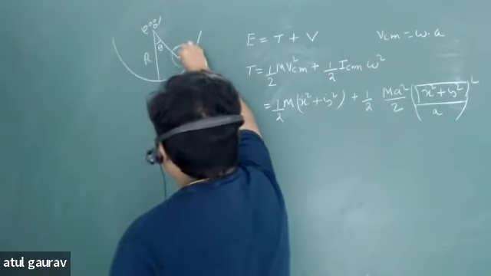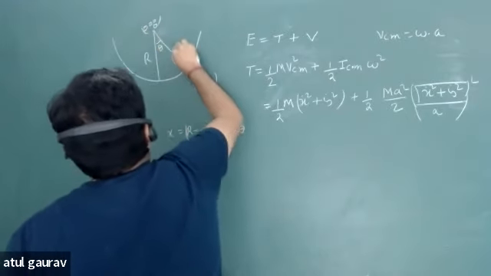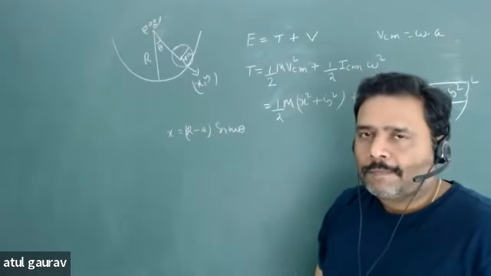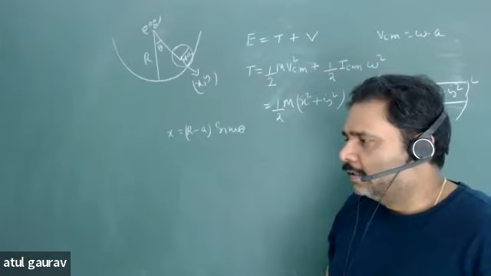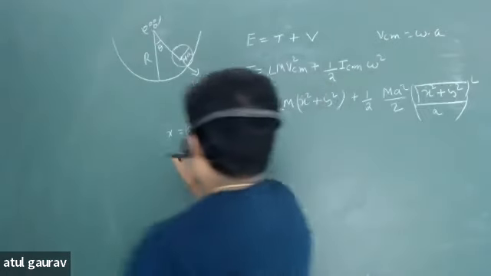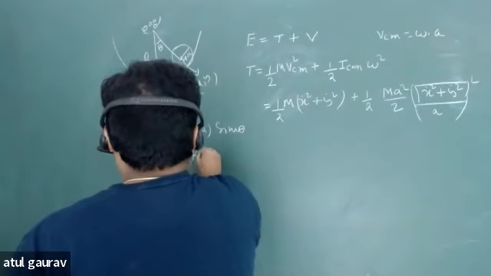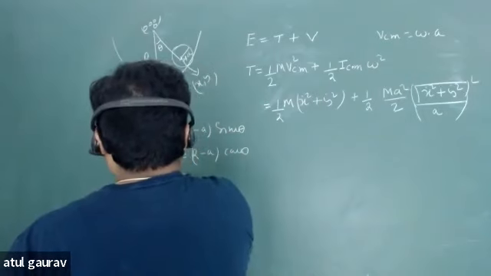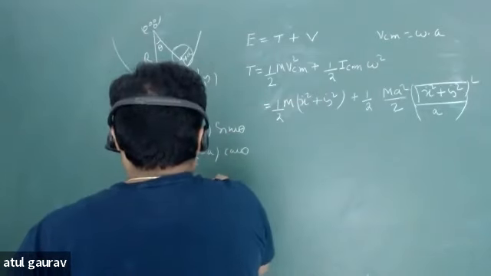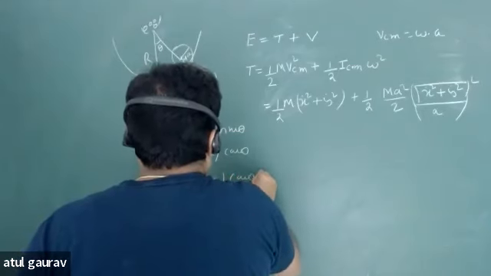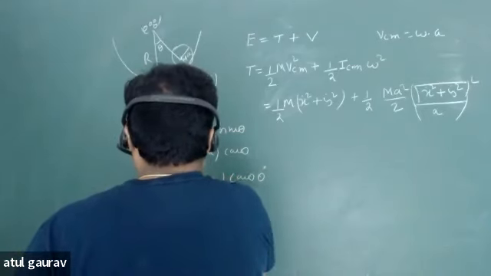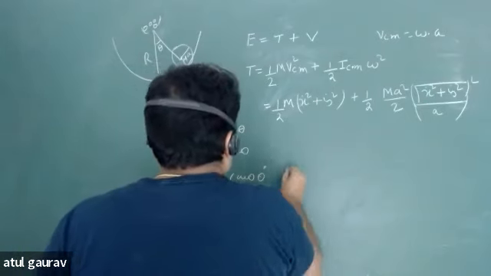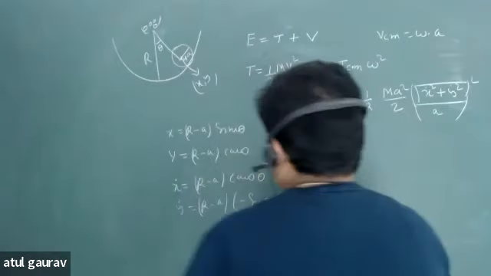And you can see the center of mass is moving in a circular path of radius r minus a. यही हो रहा है ना? Yes, sir. And what will be y? (r minus a) cos theta. And from here you can get x dot, that value is (r minus a) cos theta theta dot, and y dot is (r minus a) minus sin theta theta dot, and you can replace each and everything in terms of theta.